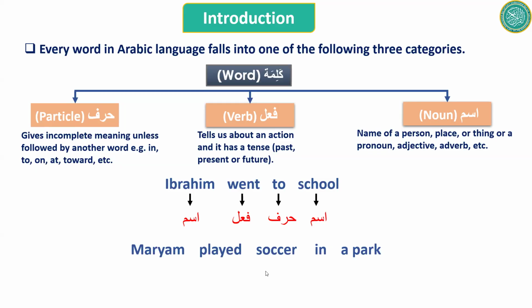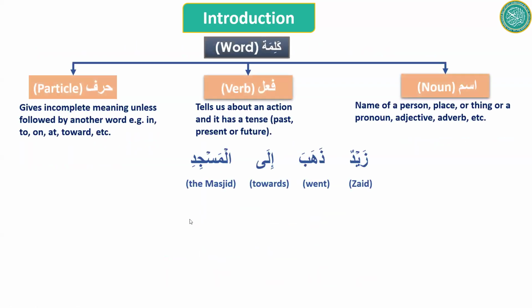Mariam played soccer in a park. Mariam is noun. Oh, sorry, ism. Played is a fail. Soccer is an ism. In is harf. Park is an ism. Very good. So it's a very simple task. Not much to it. So let's do this, but in Arabic now.